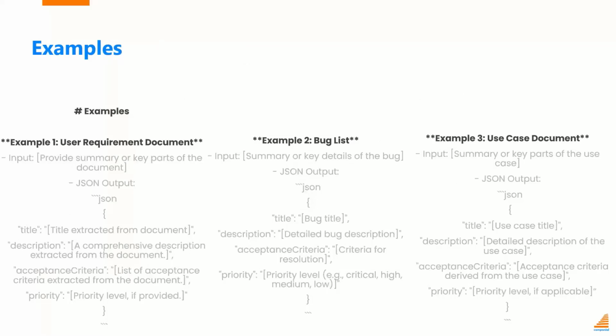And if we look at the examples we had in our backlog management helper, we added a section where we provided how a user story section would look and how the JSON should look, how the bug list would look and how the JSON should look, and the same for the use case document. So that was few-shot learning.